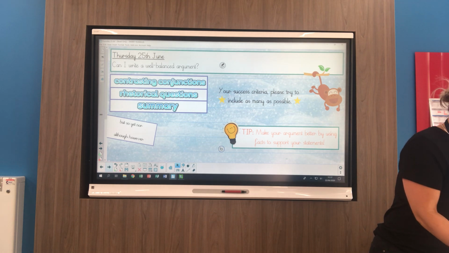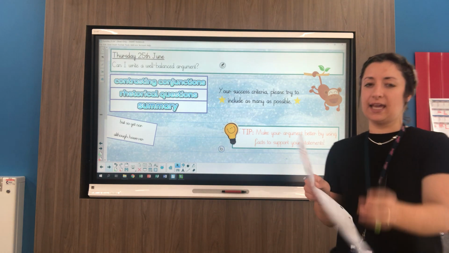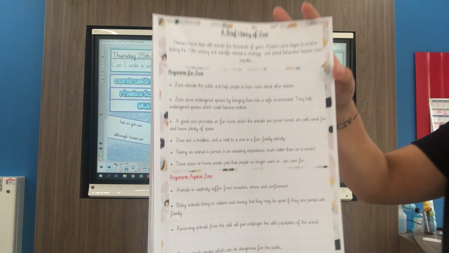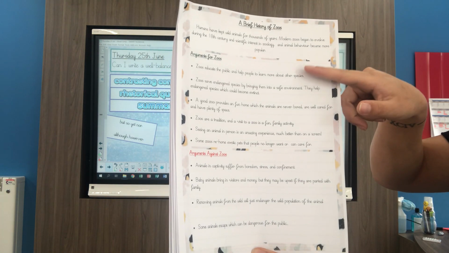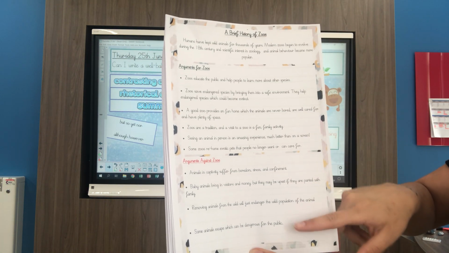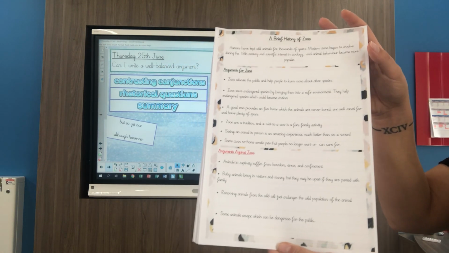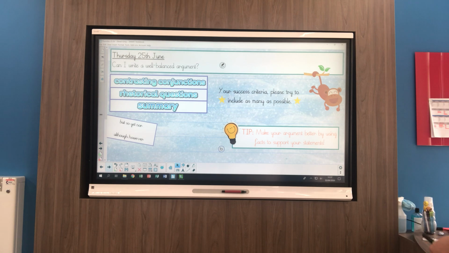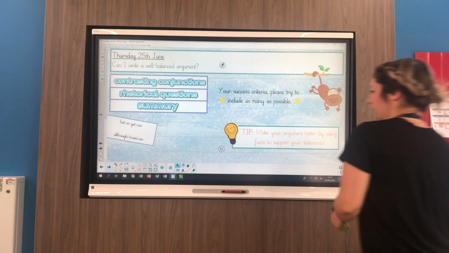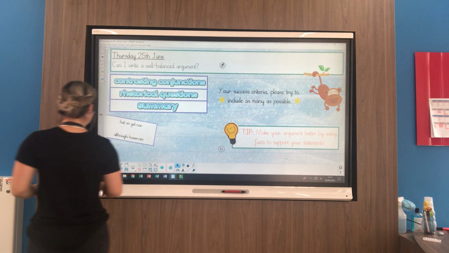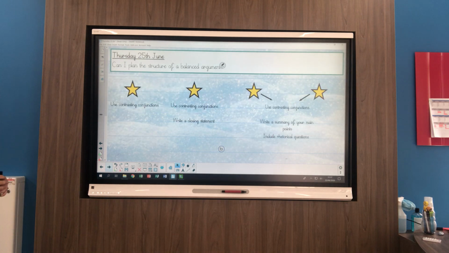Now, you have got your brief history of zoos, which I did for you. So you've got arguments for and arguments against. So we've got this one here. You've got all of your arguments for, all of your arguments against, and you can do your own research on there as well, but those are just some facts that you can use.